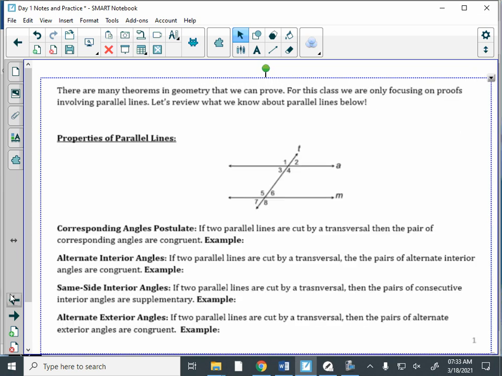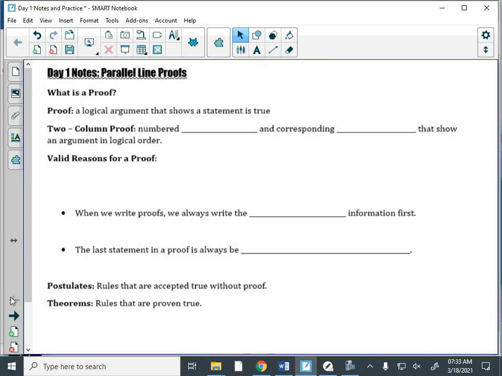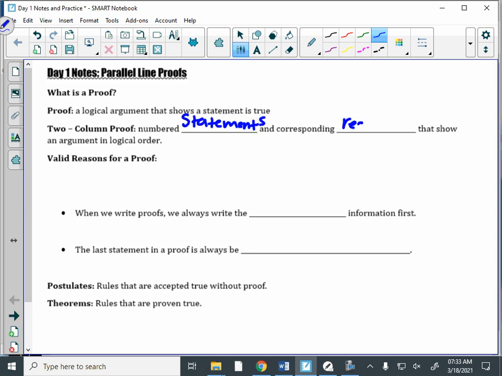So we go back here. So it's a two-column proof: numbered statements with corresponding reasons that show an argument in a logical order. It's also really important. It has to go in order. Right? You're explaining to someone how to make a sandwich, you wouldn't explain to them the steps out of order, right? It wouldn't make it very easy. So, same thing with proofs. You have to go in a logical order. You have to go in order.